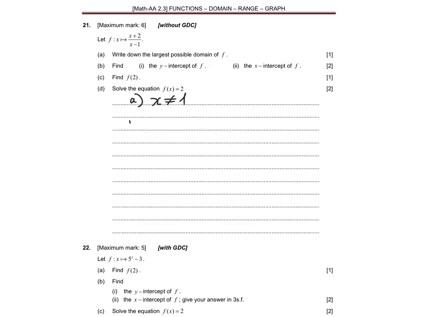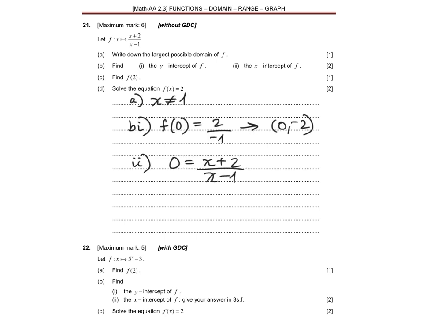Okay, so for b, i, the y-intercept is when we substitute in 0 for x. So we're just going to have 2 over negative 1. So (0, negative 2) is the y-intercept. The x-intercept is when we substitute in 0 for y. And we can cross multiply, and then x is negative 2. So (negative 2, 0).